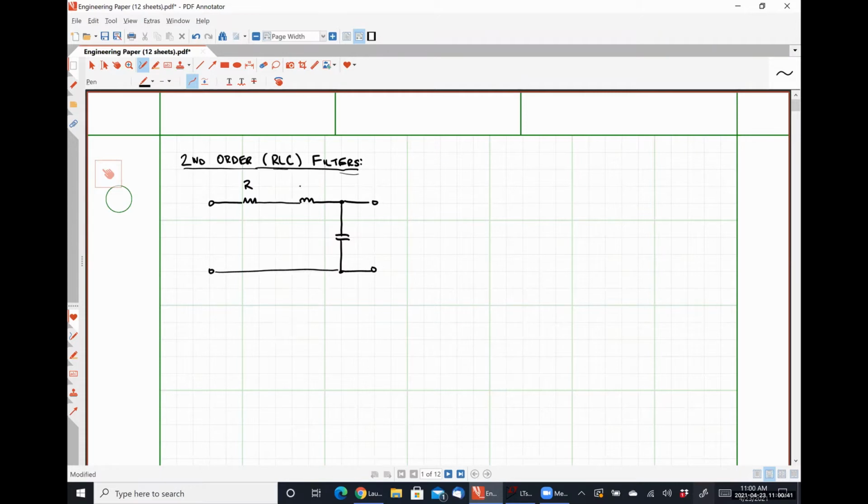R, here's j omega L, here's 1 over j omega C. Here's our input signal, Vin, as a function of frequency. Here's where we take our output voltage, Vout, as a function of frequency. Just based on this, what kind of filter do you think this is?